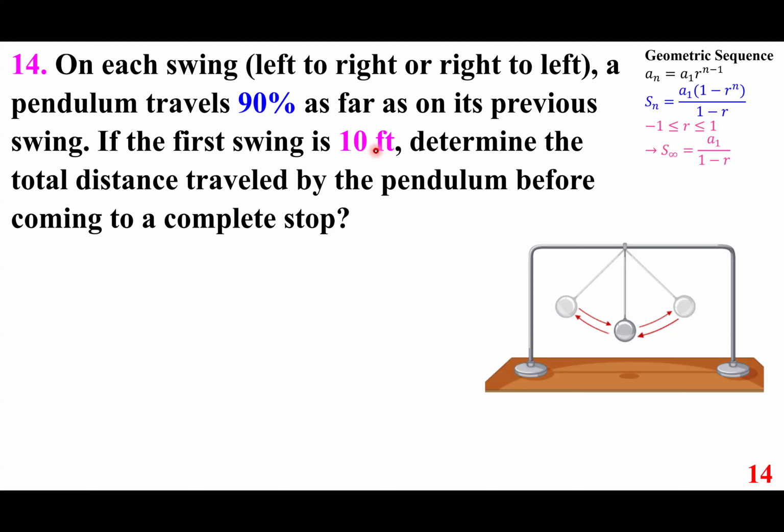All right. So what I want you to notice is that this is a geometric sequence because this is R, everybody, 90% or 0.9, and this is 10 feet, A sub 1, the first swing. So this number is R, and this number is A sub 1. And by the way, in some texts, they just use A over 1 minus R, which represents the first term over 1 minus R. So we are going to use the formula as mentioned.